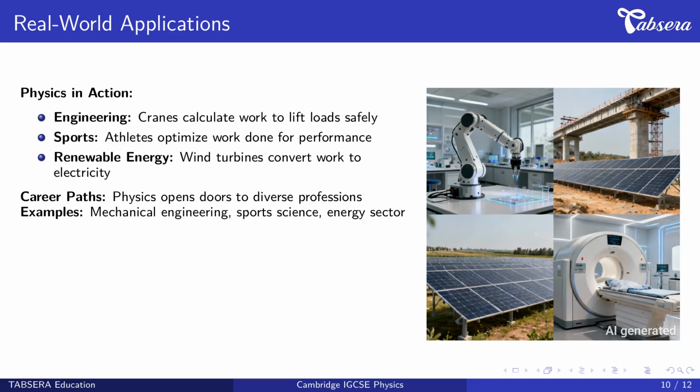In sports science, athletes optimize work done for peak performance. Weightlifters, jumpers, and runners all apply force through distance. Understanding work done helps coaches improve training efficiency and prevent injury. In renewable energy, wind turbines convert kinetic energy of moving air into electrical energy. The work done by wind on turbine blades generates the rotation that produces electricity.